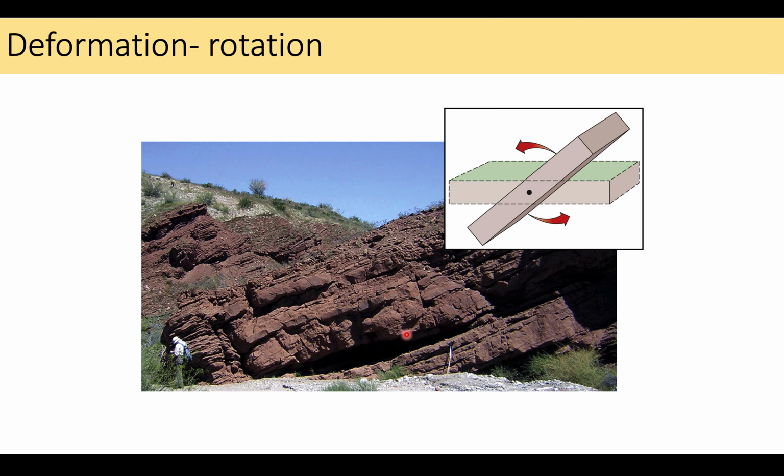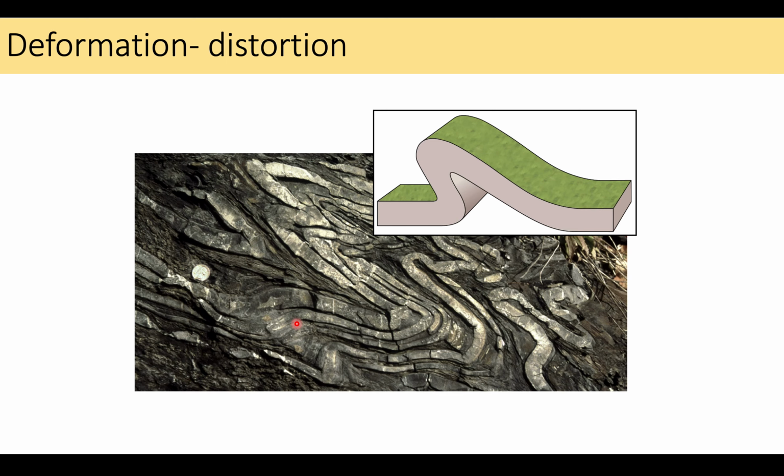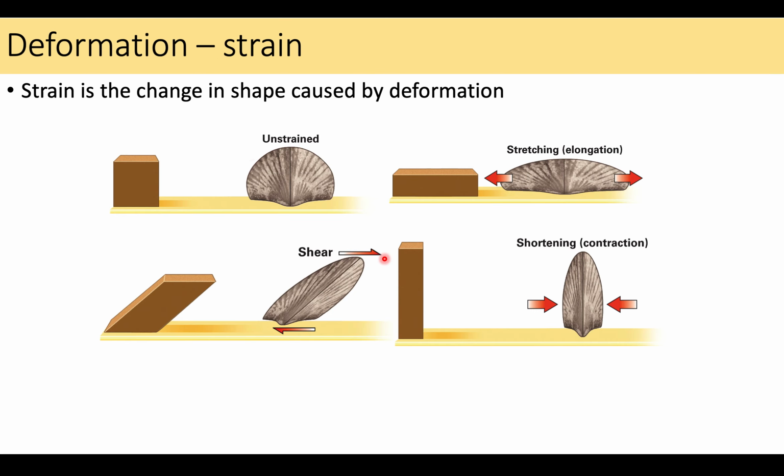Rotation, where we know that this sedimentary strata would not have been deposited on a diagonal at any sort of angle. Sedimentary layers are always deposited completely flat along the surface of the earth. So this rock layer must have been rotated at some point. We can have distortion, where things are folded. They cause these really cool wiggly layers in our rocks. And then we can have different types of strain. Strain being change in shape. There can be stretching, which elongates. There can be shortening, which contracts or squishes. Then there can be shear, which stretches out like a deck of cards.